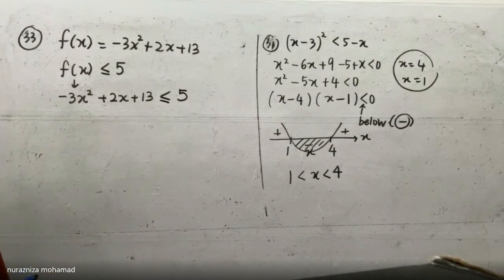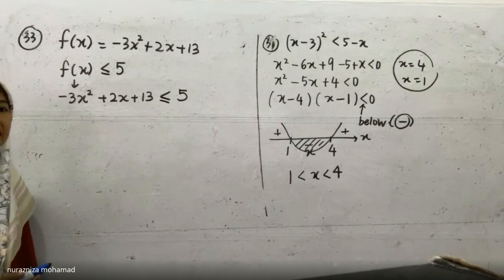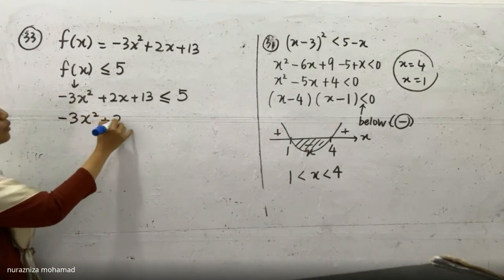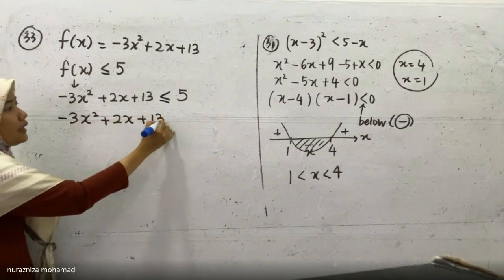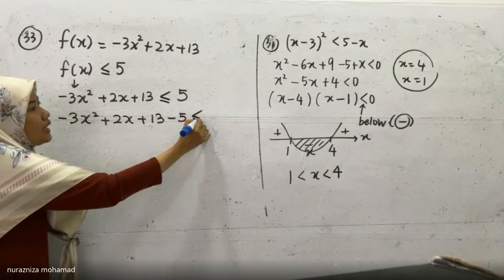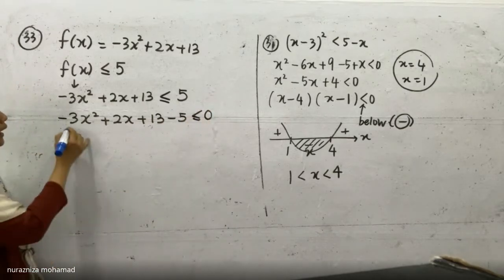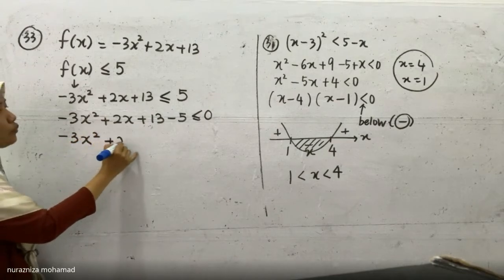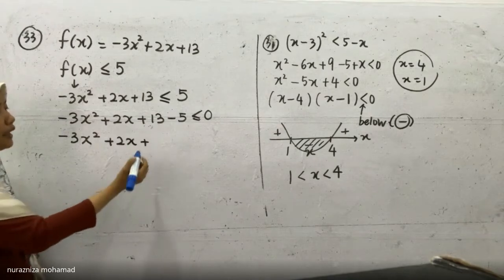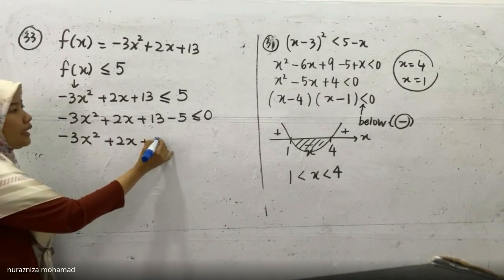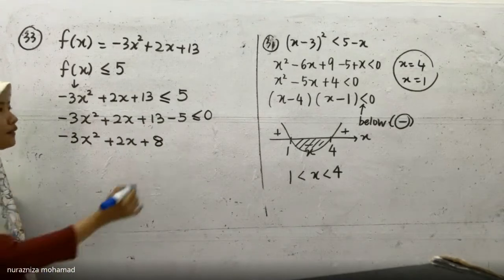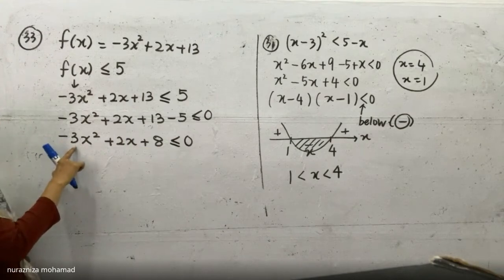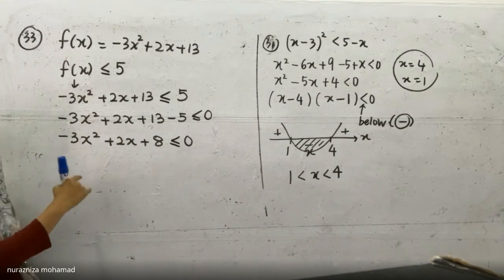So now we rearrange the equation so that we have an equation in general form. So it will be negative 3x squared plus 2x plus 13 minus 5 is less or equal to 0. And then simplify. 13 minus 5 is equal to 8. It's less than or equal to 0. Okay, now the value of A here is negative, so it should be a sad graph.